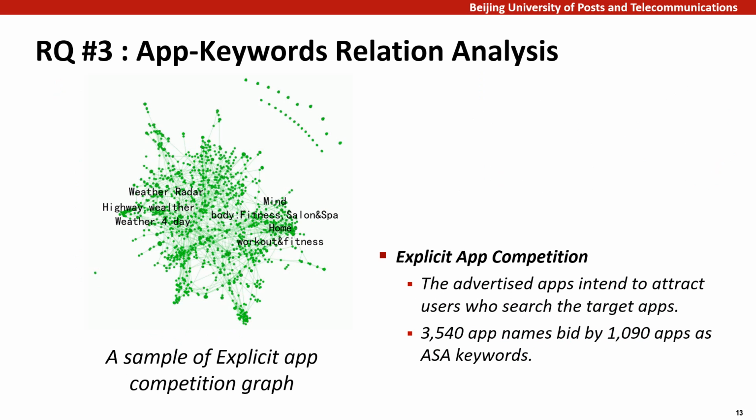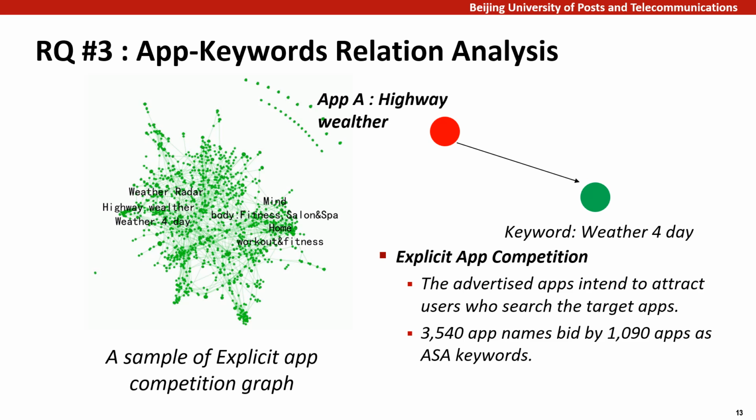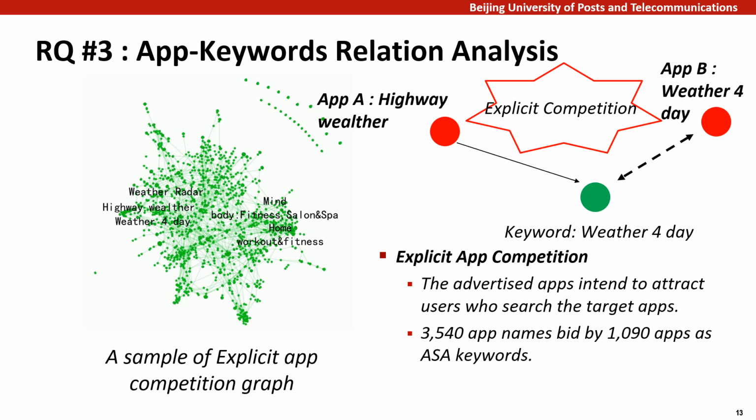As aforementioned, we observed that a portion of keywords are branded keywords, which could reflect explicit app competition. For example, App A, named Heavy Weather, covered the keyword Weather for Day, but this keyword is the name of App B. This means App A and B have explicit competition. That is to say, the advertised App A intends to attract users who search the name of App B. We matched the names of apps in our dataset with all the bidding keywords. At last, 3,540 brand keywords were found.